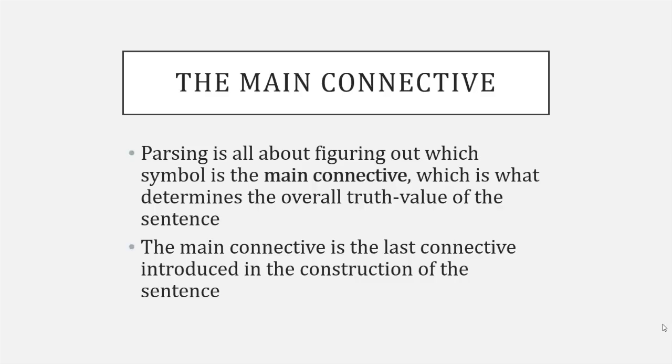So parsing is all about figuring out which symbol is the main connective. The main connective determines the truth value of the whole sentence. The parts of the sentence can have truth values, and the whole sentence also gets a truth value. That's what we're interested in. We want to know the truth value of the whole sentence, and that's determined by the main connective. The main connective is the one that must have been added last as you're building up the sentence. It's the last connective that must have been added.